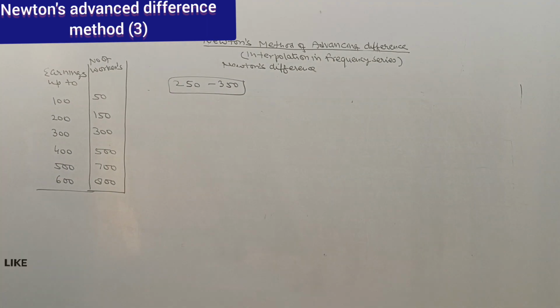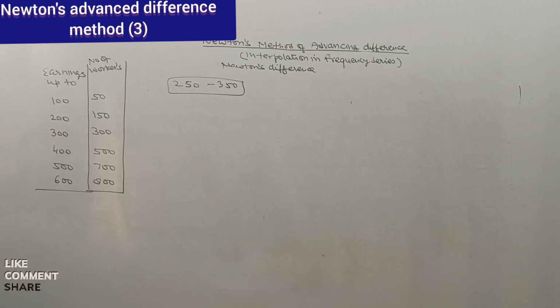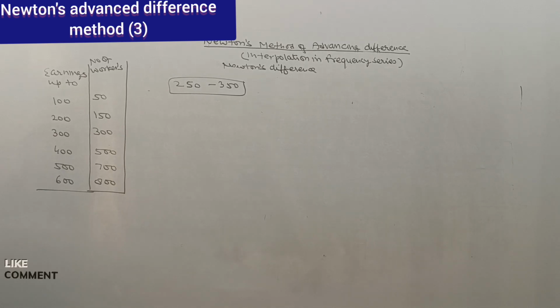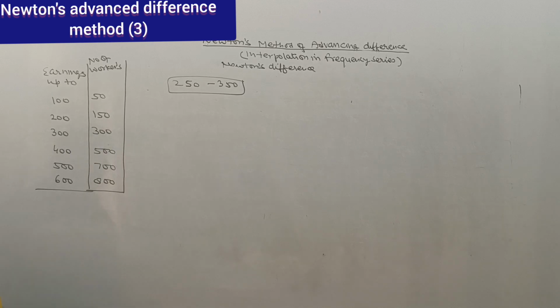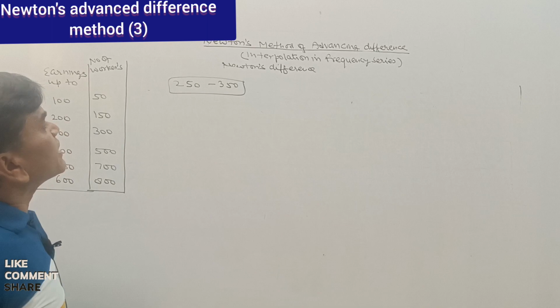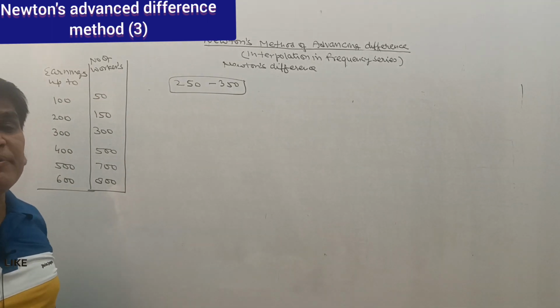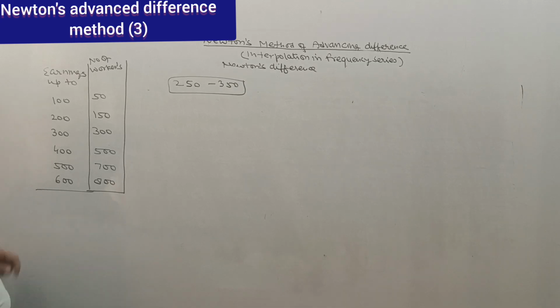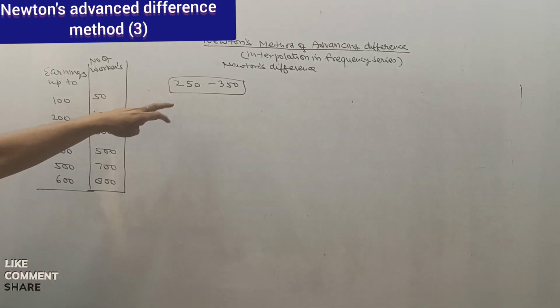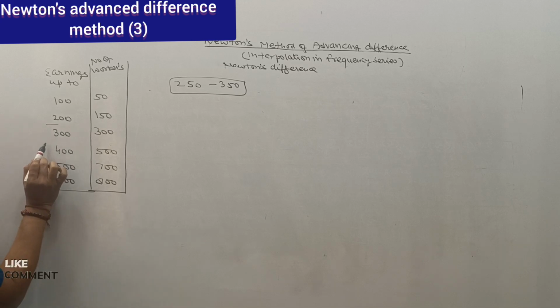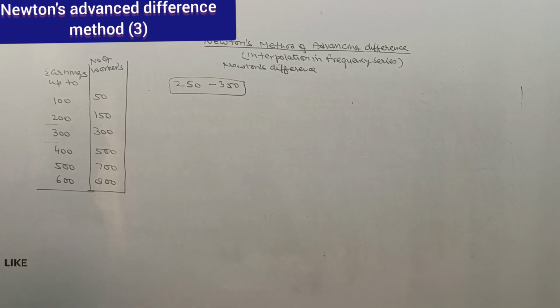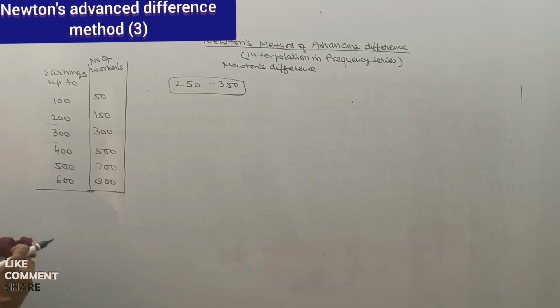The data of earnings of the workers is given, that is up to 100, up to 200, up to 300, up to 400, up to 500, up to 600. We are to interpolate for the number of workers who are between 250 and 350. It means two times we have to interpolate, one for 250 and second for 350. So this question has some change.